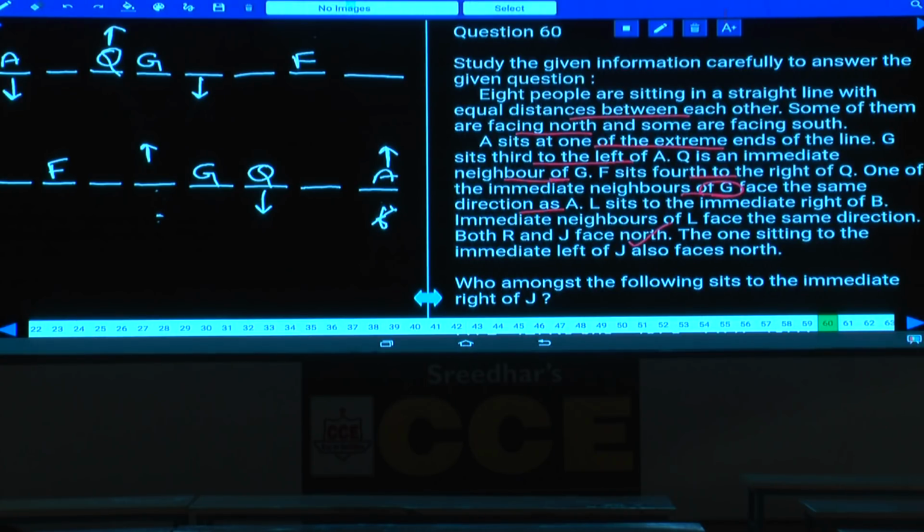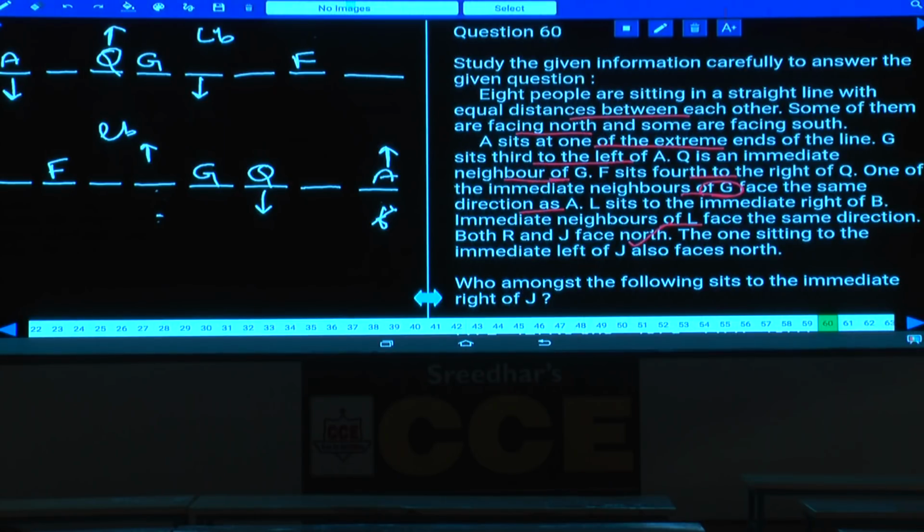L sits to the immediate right of B. Then what are the possibilities here? L and B must be in these 2 places only. Here also L and B must be in these 2 places. And immediate neighbors of L face the same direction. L sits to the immediate right of B.